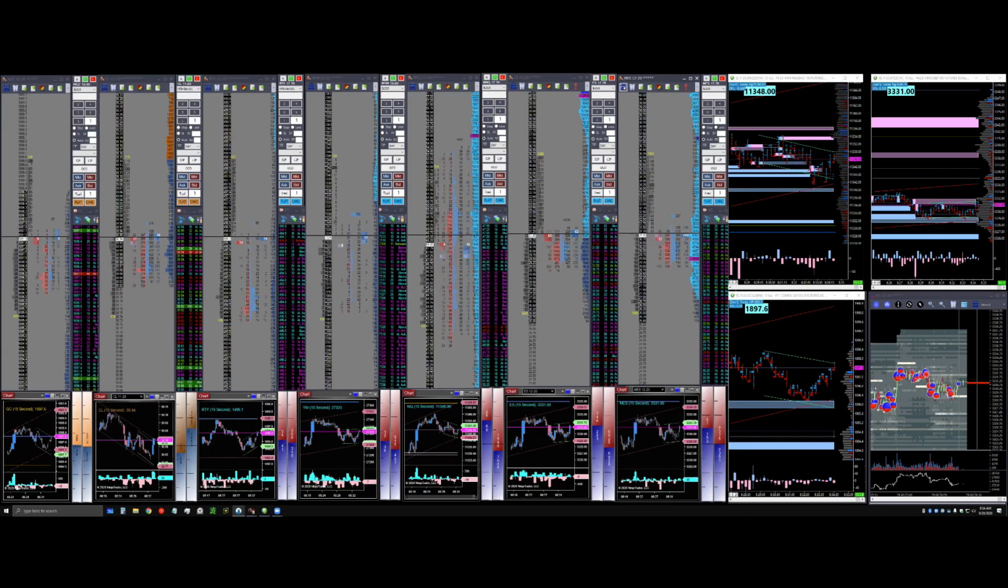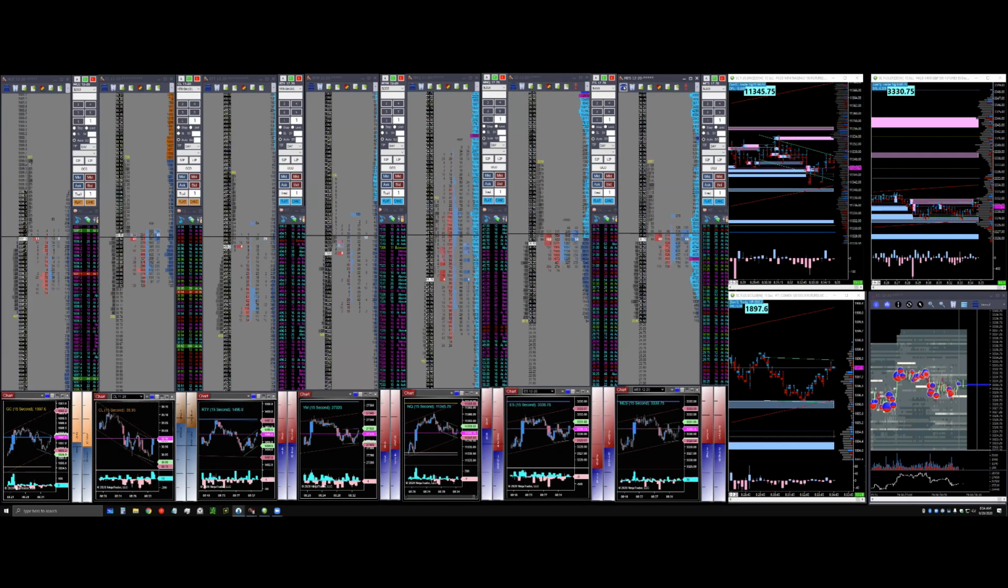if you're new to order flow trading, jumping straight to liquidity is probably not a great idea. At least in my experience, I struggled with it a lot, and everybody that I've tried to teach it to, it has to come at the right time.